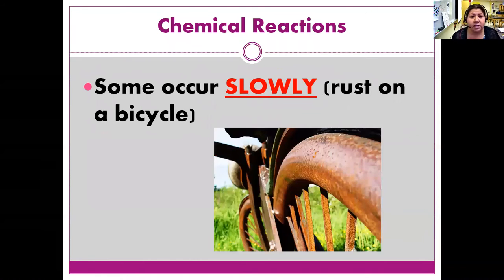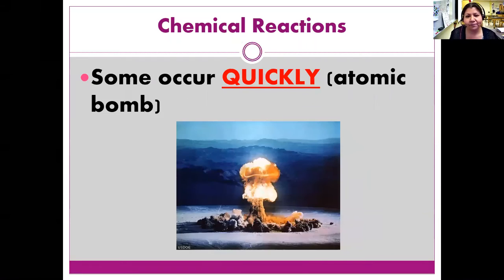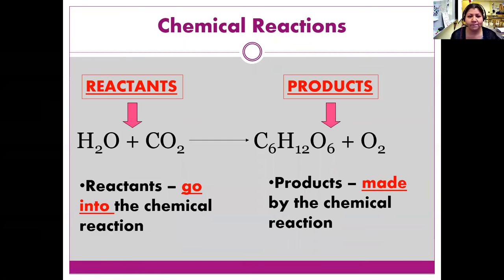So some of these reactions can occur really, really slowly, such as rust on a bicycle. It takes a really long time for that rust to form. Sometimes it's really fast. So like an atomic bomb is a chemical reaction, and once it starts, you cannot stop it. It occurs very, very quickly.